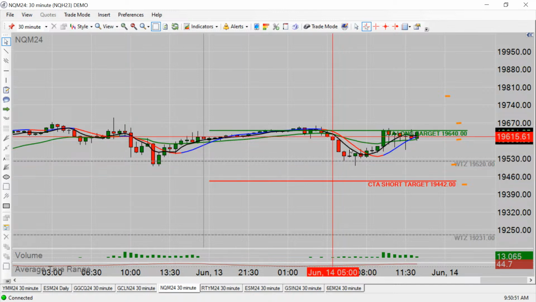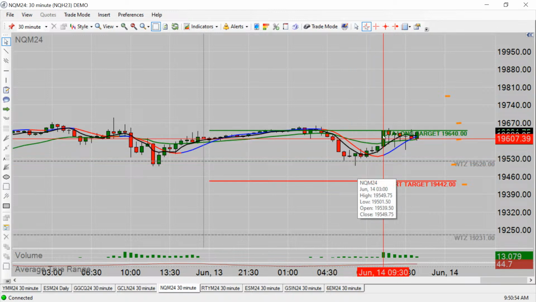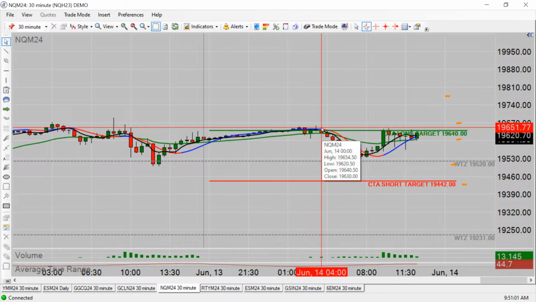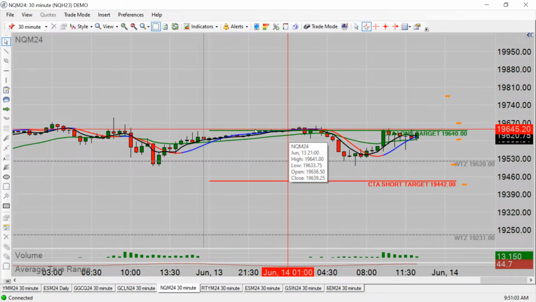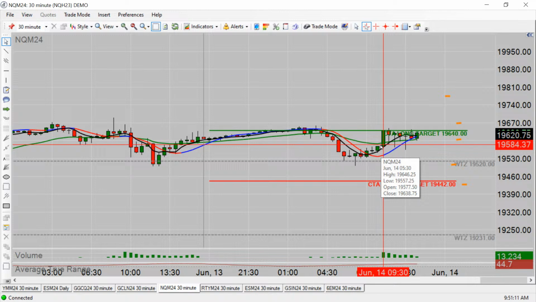Okay, so we come down to the zone, find support. Support will always send the market looking for resistance, which it found at these highs from earlier in the session, and those highs found their resistance from this high created yesterday. Isn't that amazing? I think so.